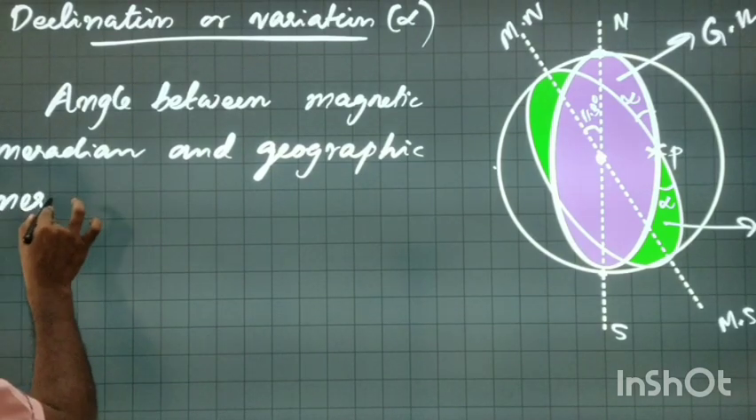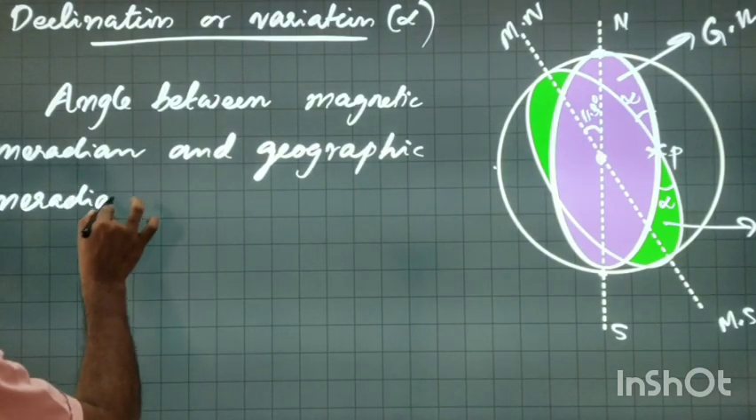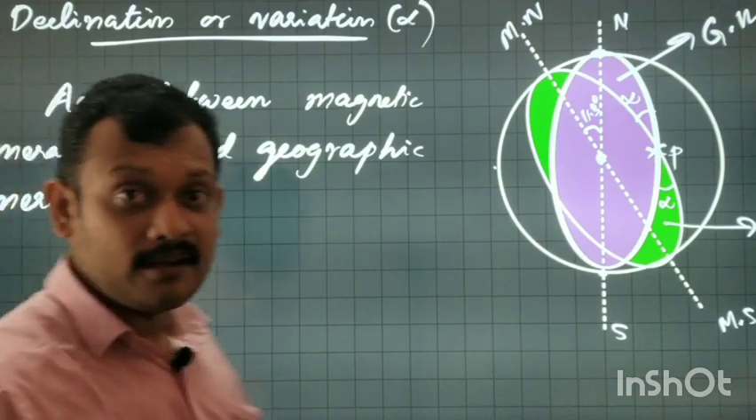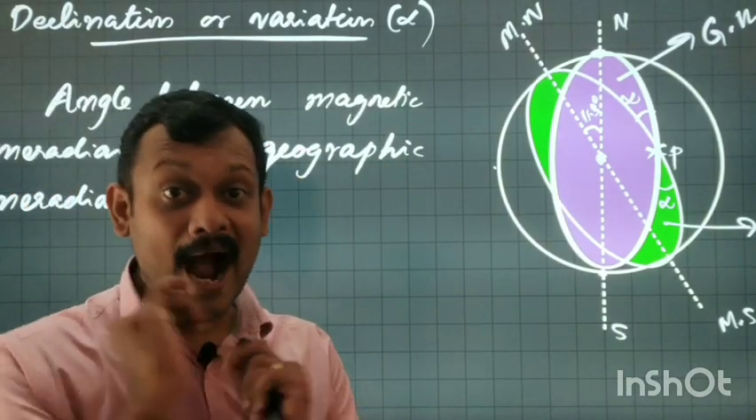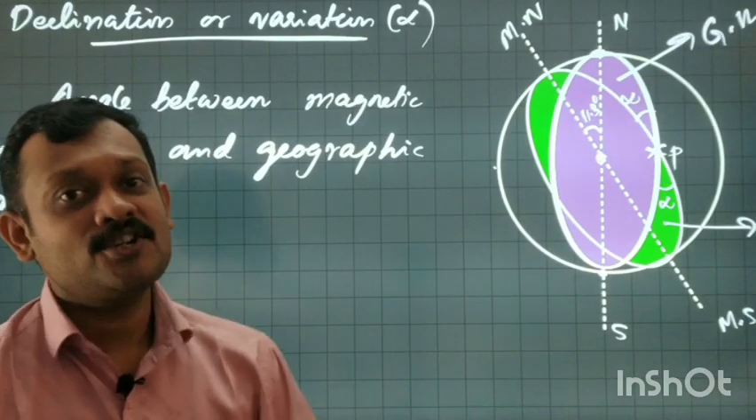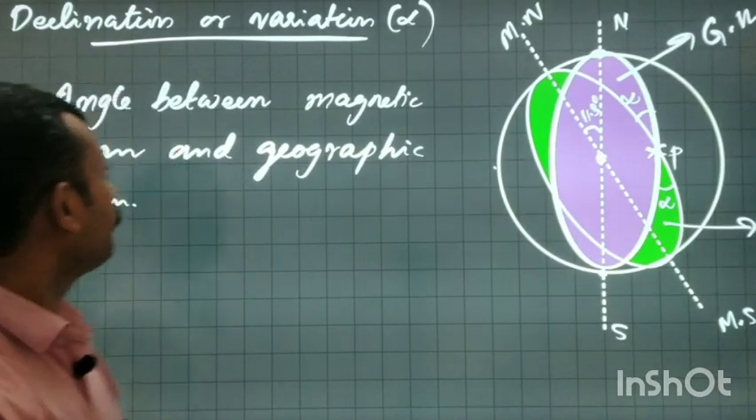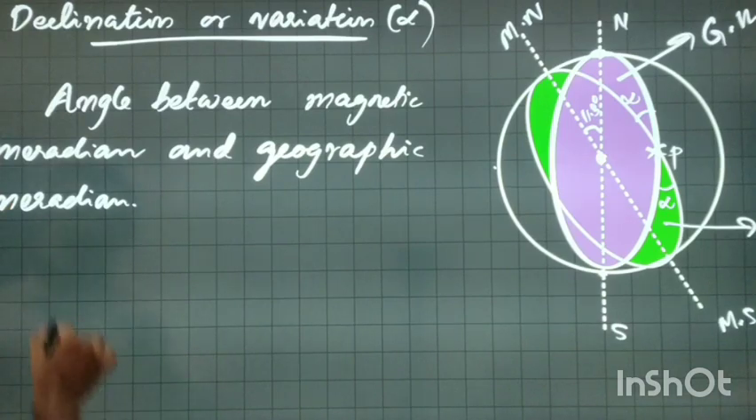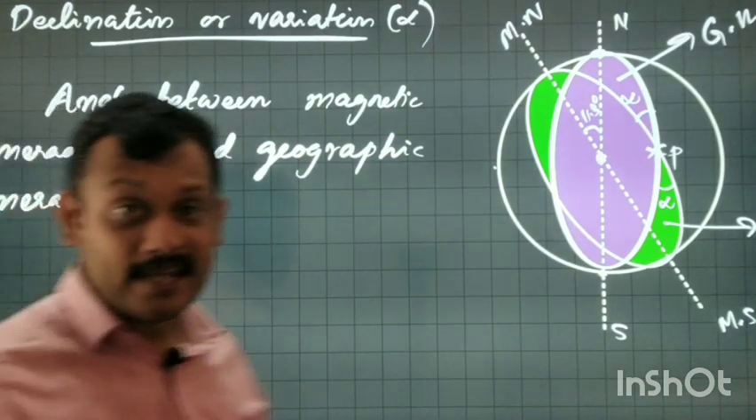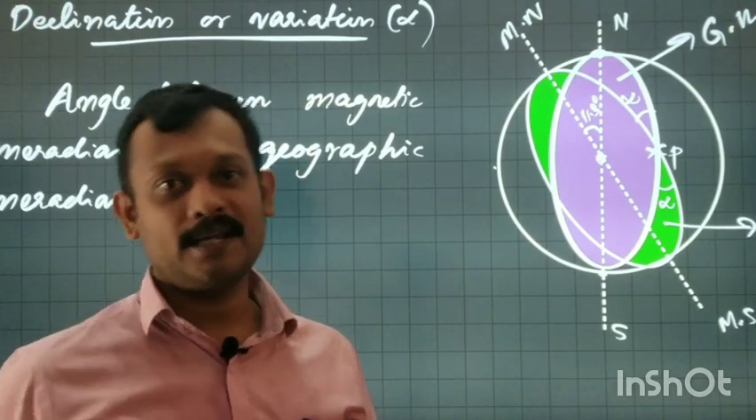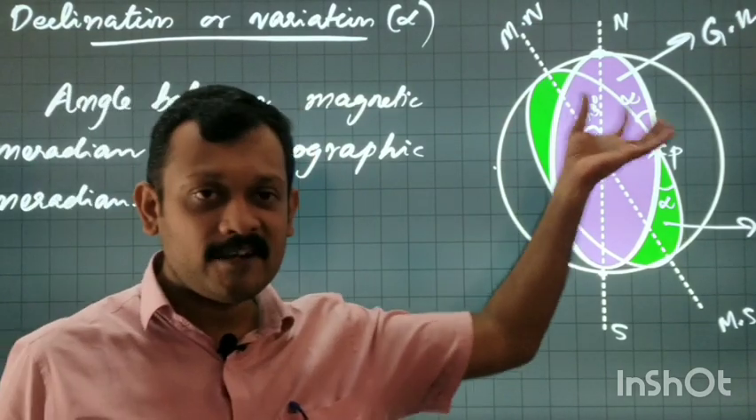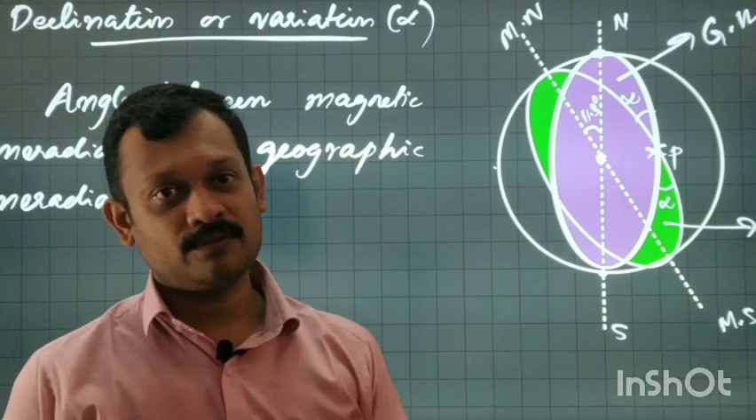So angle alpha is the angle between the magnetic meridian and the geographic meridian. Now, alpha will vary from place to place. The angle alpha will vary from place to place.